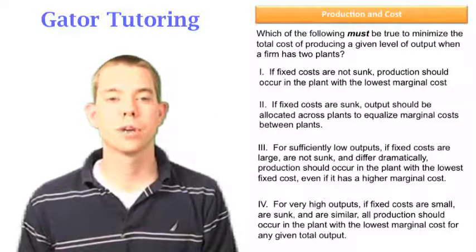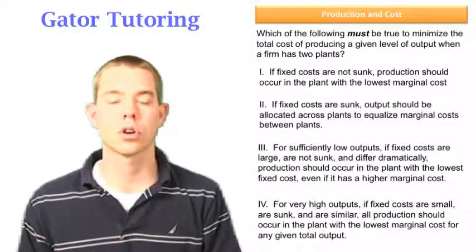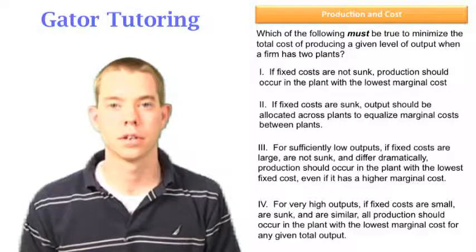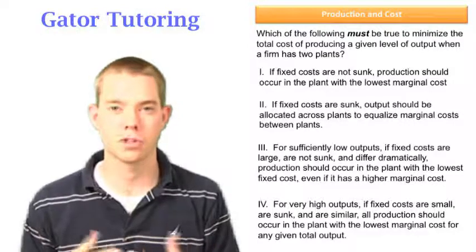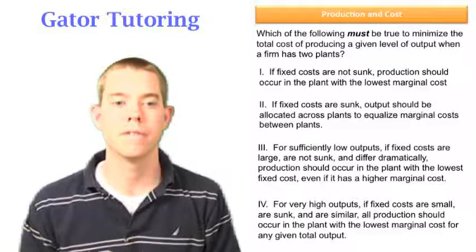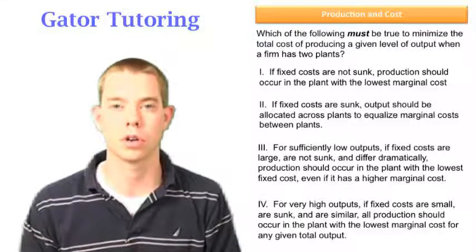It says, which of the following must be true to minimize the total cost of producing a given level of output when a firm has two plants? So first I want to talk about how I would solve this kind of problem given these different statements. Statement 1 says, if fixed costs are not sunk, production should occur in the plant with the lowest marginal cost.